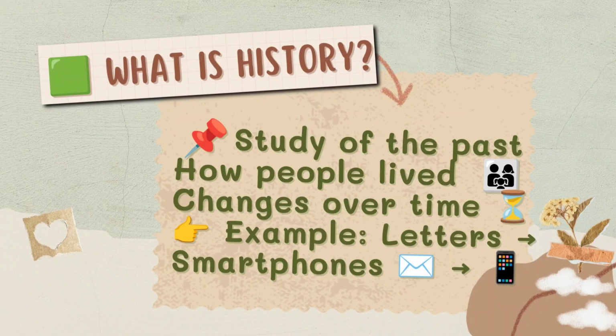So first, what is history? Very simple. History means study of the past. It tells us how people lived earlier, what they ate, what they wore, and how life changed over time. For example, today we use mobile phones, but earlier people used letters. So history helps us understand how things changed.